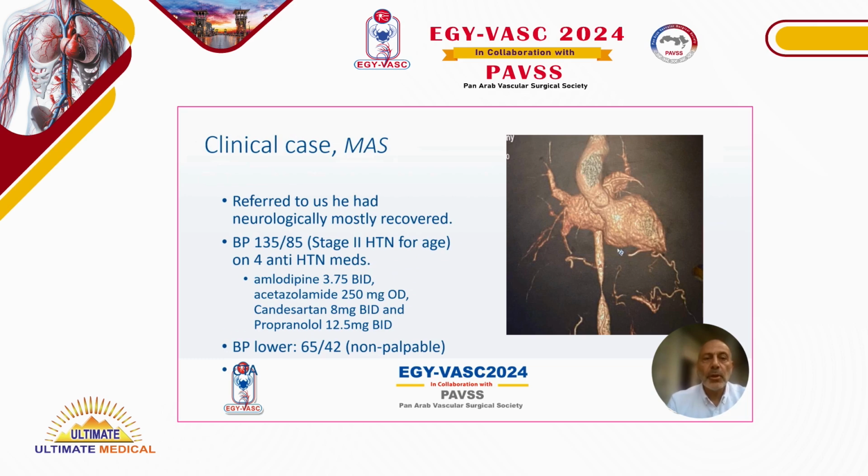His blood pressure was 135/85 for his age group, which is stage 2 hypertension, on 4 well-optimized antihypertensive medications. His blood pressure in the lower extremities was about 65/40, and all pulses, including femoral, were non-palpable. On your right-hand side, you can see the severe critical coarctation in the distal descending thoracic aorta, above the celiac artery.